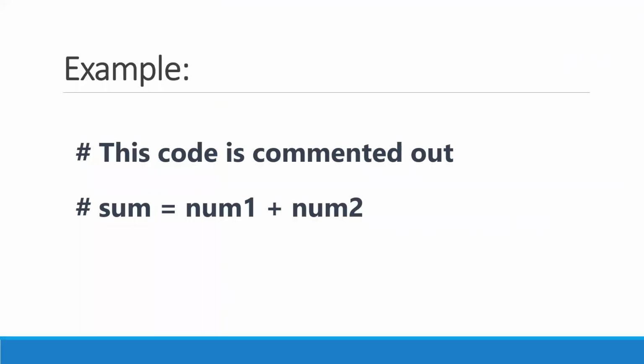Let's look at an example. The code for calculating the sum has been commented out, meaning it won't be executed when running the script. This allows us to focus on testing other tasks in the program without deleting the code we might need later.